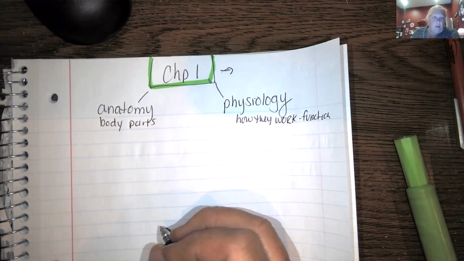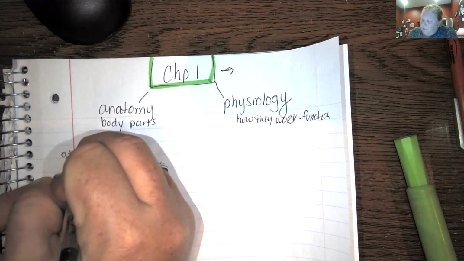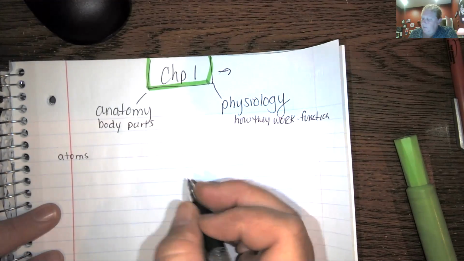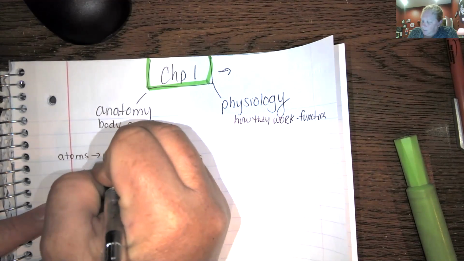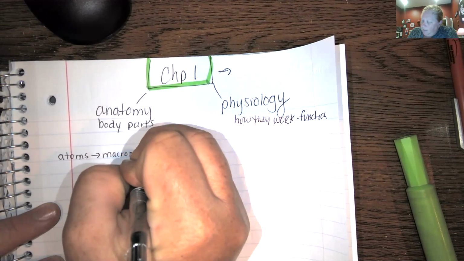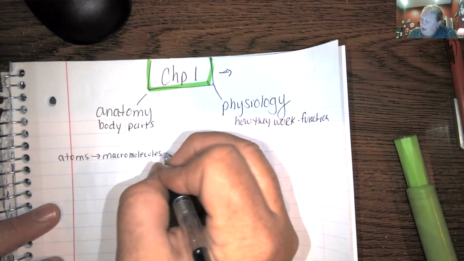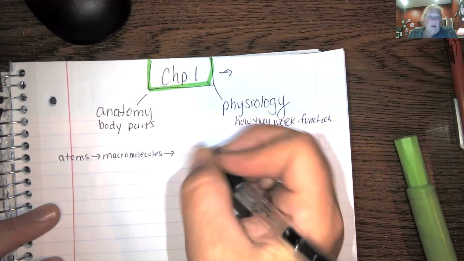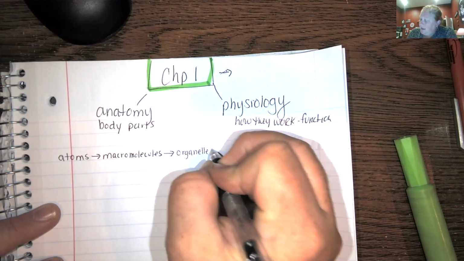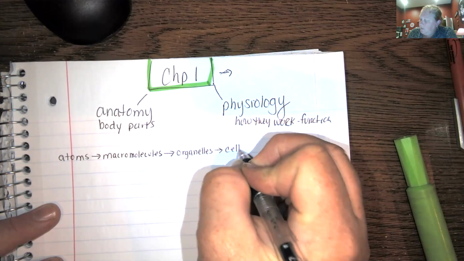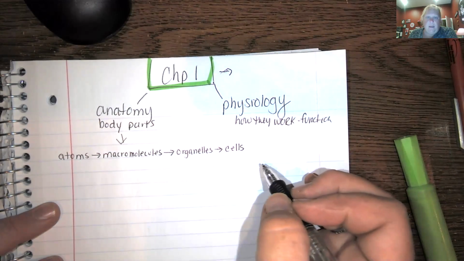Well, we would probably talk about cells, right? But go even smaller than cells. Let's talk about atoms and subatomic particles. And those subatomic particles make molecules, macromolecules, carbohydrates, things like that. And those in turn make up the organelles that are inside the cells. This is still all anatomy, isn't it?